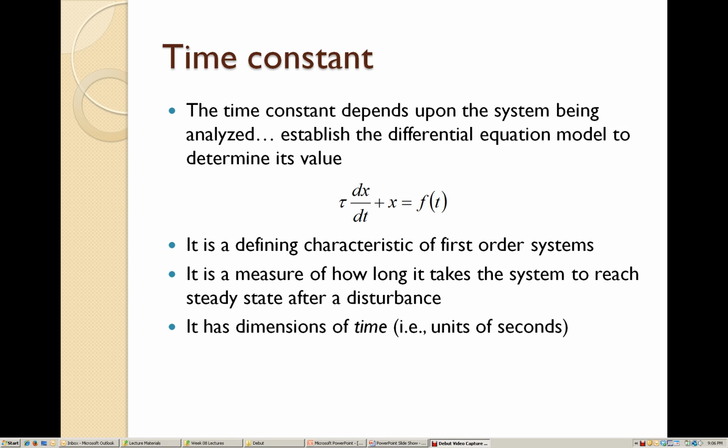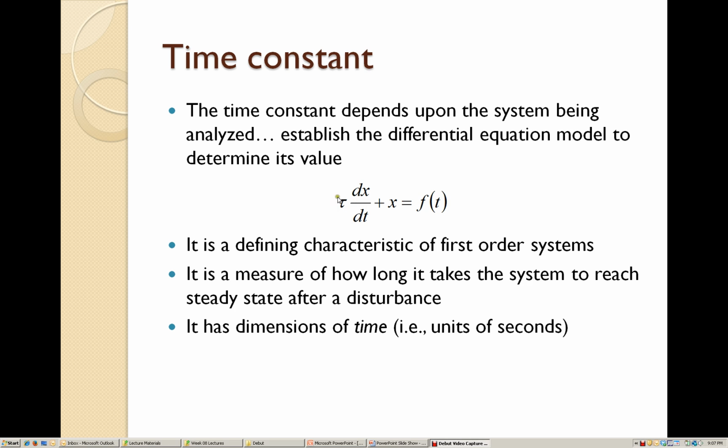As we talked about in the previous video, we can completely define the mathematical behavior of a first-order system if we know the initial condition, the final condition or the final steady-state value of the system, and the time constant of the system. Now, we've also established that the time constant depends upon the system being analyzed and that the time constant has to be determined based on the differential equation.